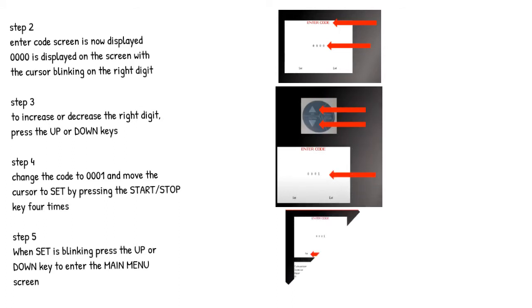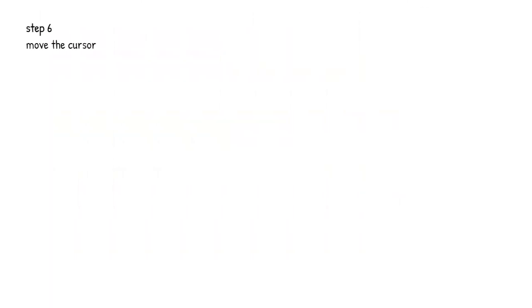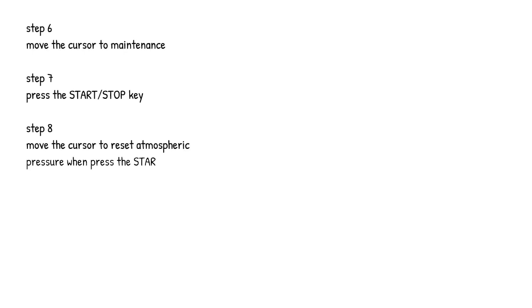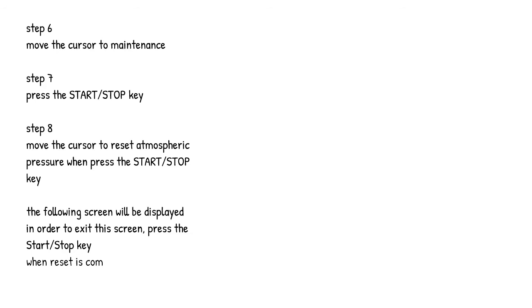Step 5. When set is blinking, press the up or down key to enter the main menu screen. Step 6. Move the cursor to maintenance. Step 7. Press the start/stop key. Step 8. Move the cursor to reset atmospheric pressure and press the start/stop key.